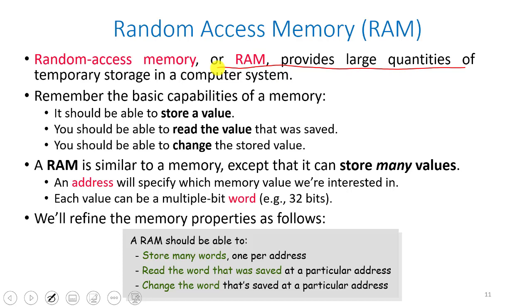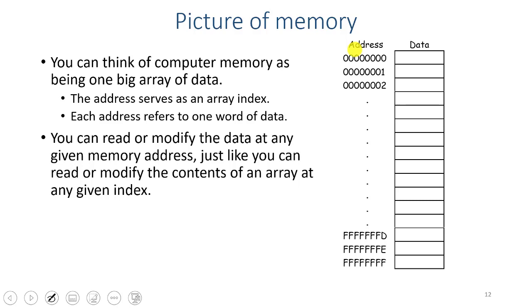So RAM is similar to a memory, but it stores many values. The address will specify the location, and each value can be manipulated as one word, and each word depends on the CPU. It depends, either 32 bits, 64, depends. So we refer to memory properties as follows. We should be able to store many words, we should be able to read the stored words, and we should be able to change them. This is the RAM over here.